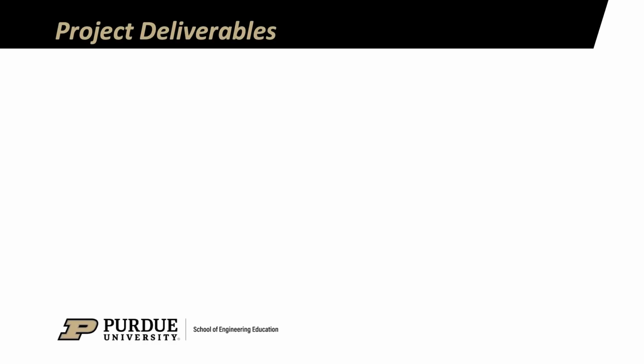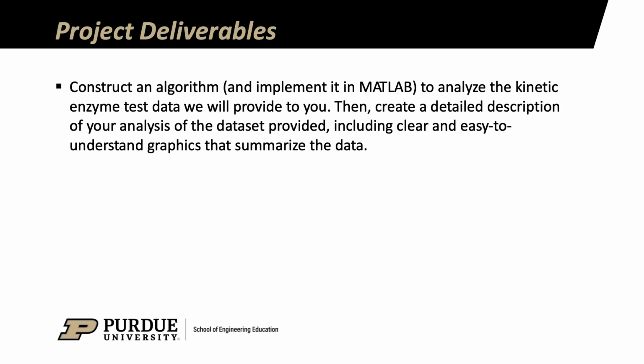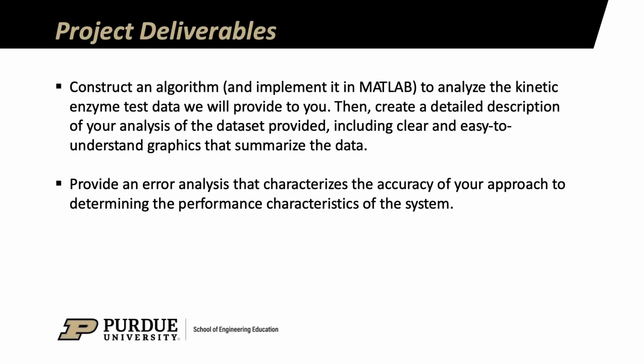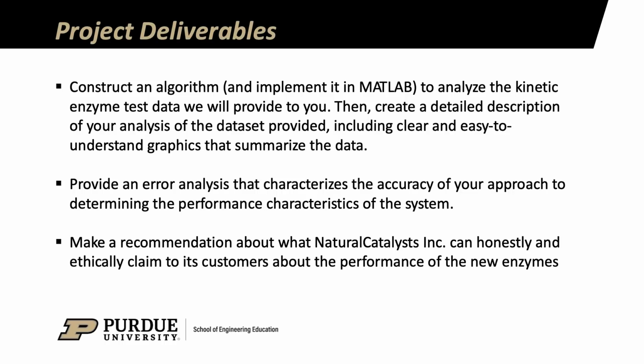There are three main project deliverables. First, your team will construct an algorithm and implement it in MATLAB to analyze the kinetic enzyme test data we will provide to you, and then create a detailed description of your analysis of the data set provided, including clear and easy to understand graphics that summarize the data. Second, your team will provide an error analysis that characterizes the accuracy of your approach to determining the performance characteristics of the system. And finally, your team will make a recommendation about what Natural Catalysts Incorporated can honestly and ethically claim to its customers about the performance of the new enzymes.